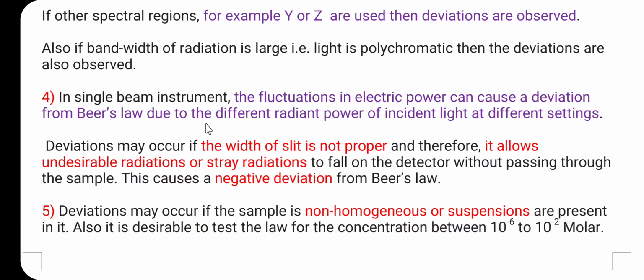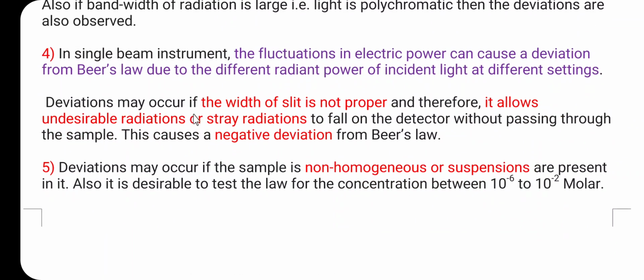Let us consider number 4. In a single beam instrument, fluctuation in the electric power can cause deviation from Beer's law. What is the reason? It is due to the different radiant power of incident light at different settings. So when we use a single beam instrument, there should not be fluctuation in the electric power, and for that purpose we have to use a stabilizer to obtain a good result, or to avoid the deviation from Beer's law.